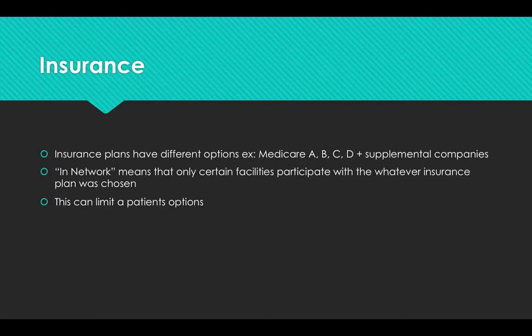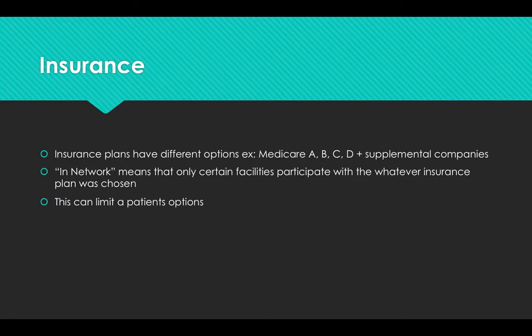Alright, so insurance. As many of you know, there are different insurance plans, such as Medicare. Right here we have all the parts, and then you also have supplemental. It's very confusing, but the big thing to understand is what is in network. It's important because this can limit what facilities are available to you, and a lot of people don't realize that. So let's say you have your insurance company and they only accept 4 facilities out of the 50 that are offered. Well, that's where you have to remain.